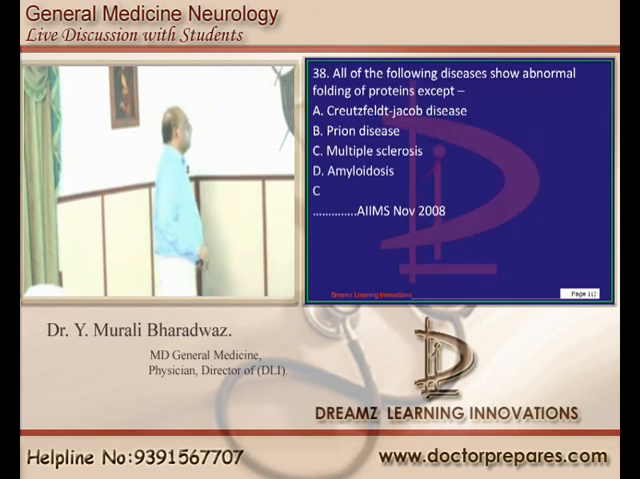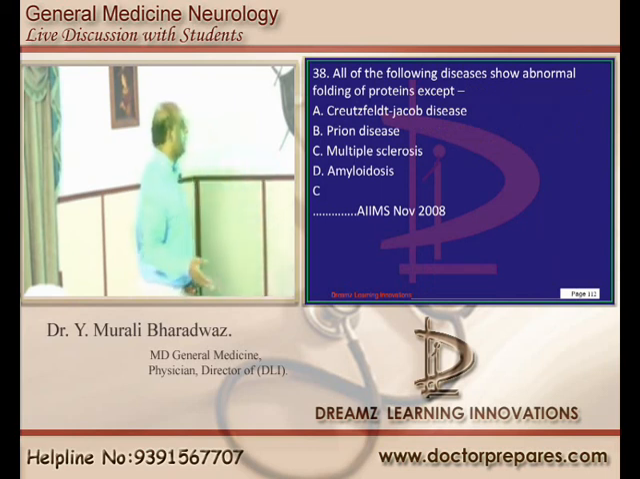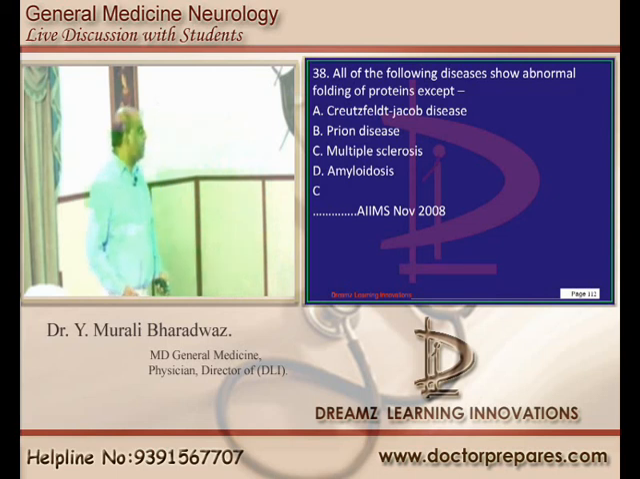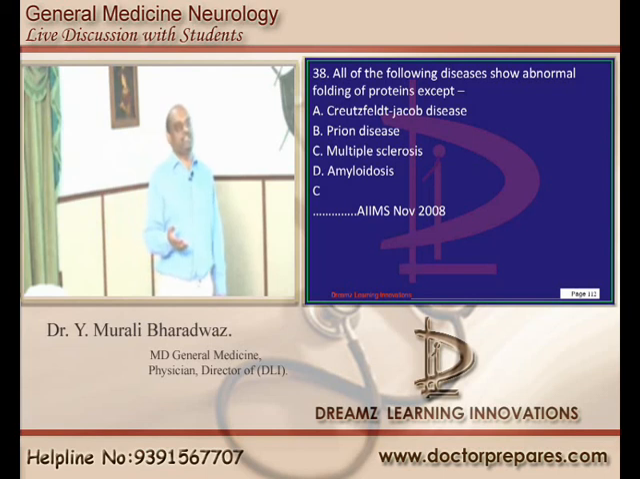Now abnormal folding of proteins, where do we see? Easiest question, prion disease, amyloidosis, Creutzfeldt-Jakob, but not in multiple sclerosis. यहाँ तक आने के बाद still if you think multiple sclerosis, then we have not read neurology.